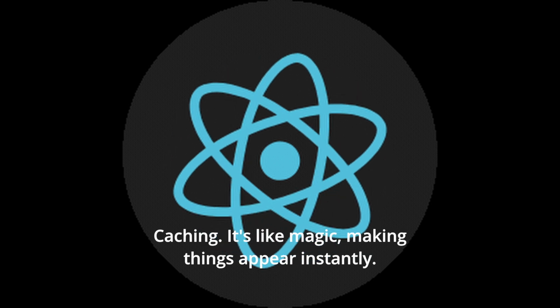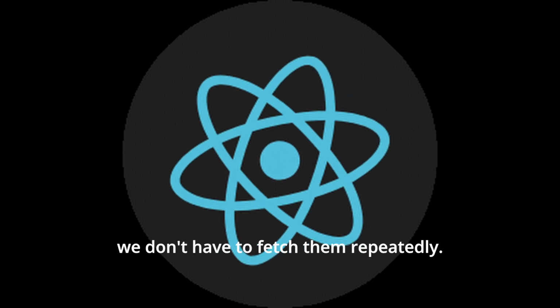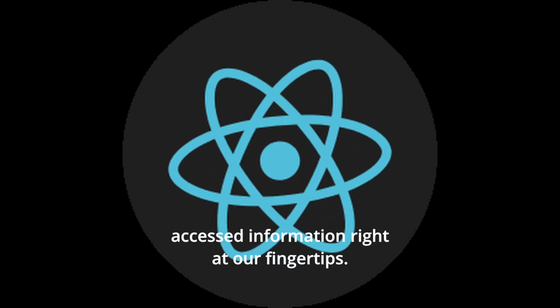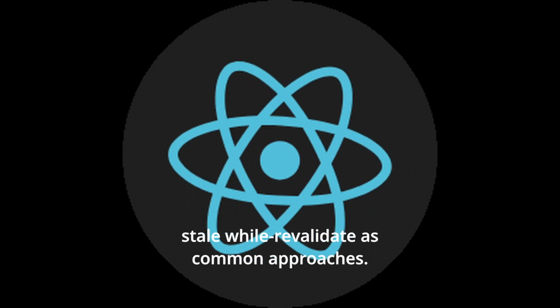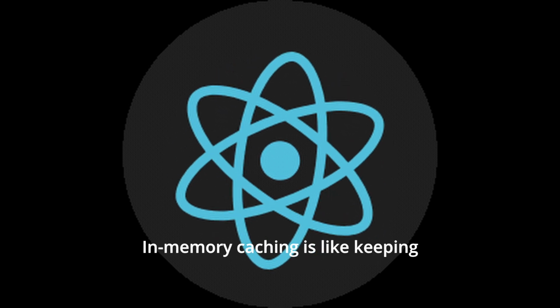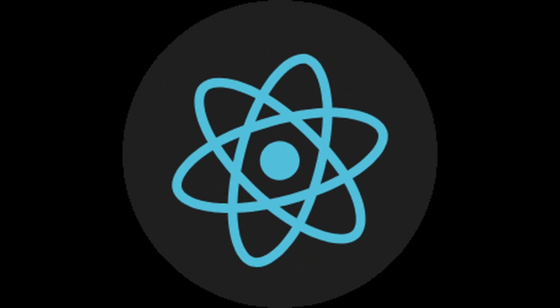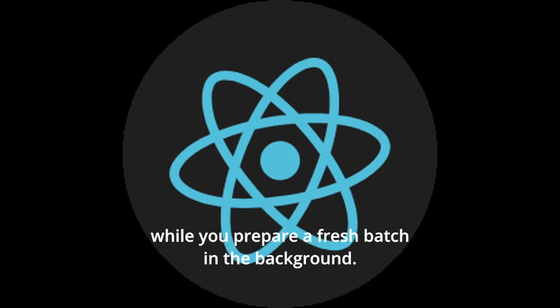Caching, it's like magic, making things appear instantly. It's all about storing copies of data so we don't have to fetch them repeatedly. Like having a library of frequently accessed information right at our fingertips. The sources mention in-memory caching and stale-while-revalidate as common approaches. In-memory caching is like keeping frequently used items on a shelf for quick access. And stale-while-revalidate is like serving a dish while you prepare a fresh batch in the background.